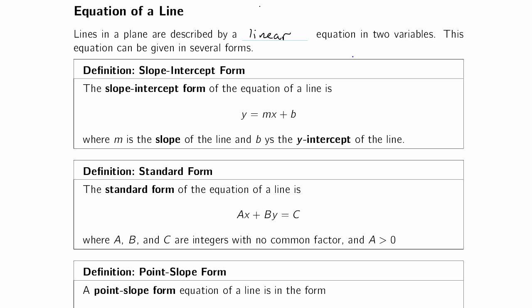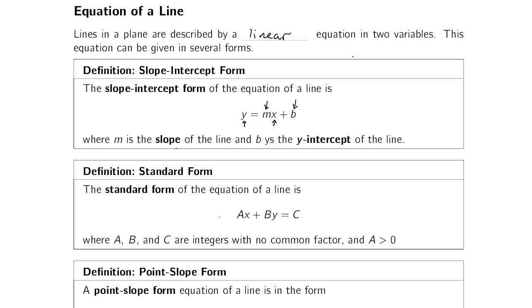The first one is the slope-intercept form, where x and y are our variables, and then m and b are known numbers. M indicates the slope, and b indicates the y-intercept. The slope is a description of the direction of the graph. It says every time we go 1 to the right along the graph, how far up or down do we go?